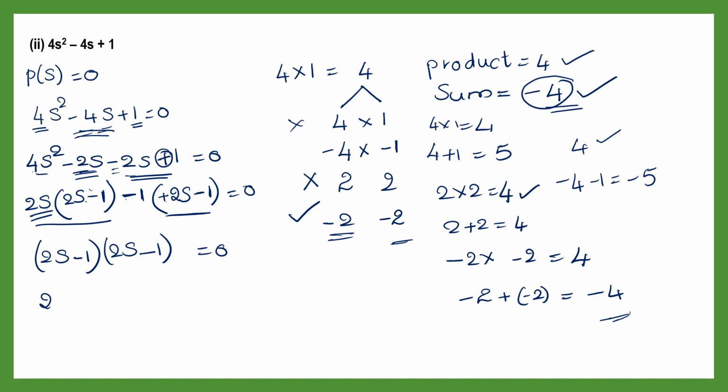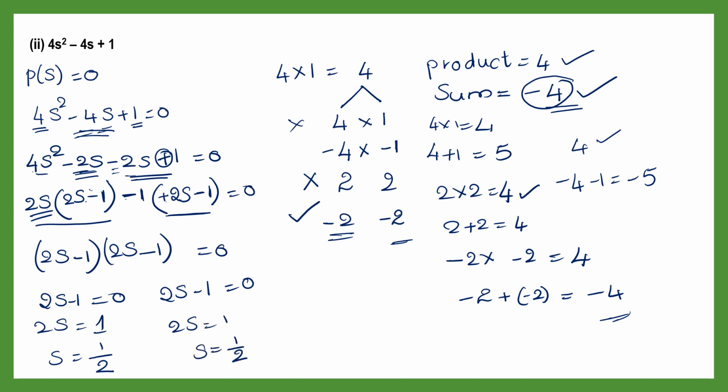So see, each term should be equated to 0. 2s is equal to 1, s is equal to 1 by 2. So 1 by 2 is a zero of the polynomial. Again you got 2s minus 1, so 2s is equal to 1, s is equal to 1 by 2. So you got two zeros which are 1 by 2 comma 1 by 2. Same thing you got.